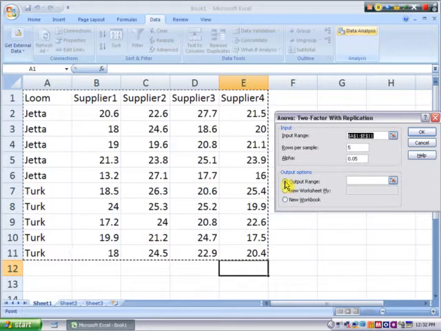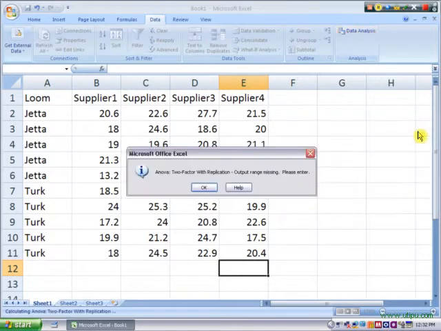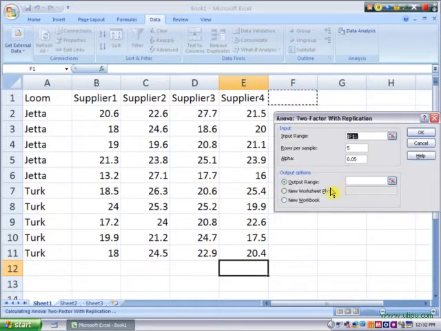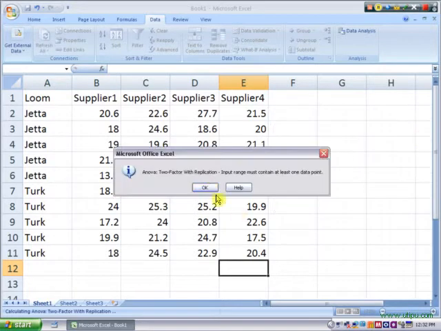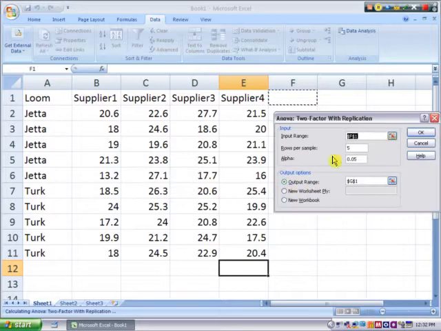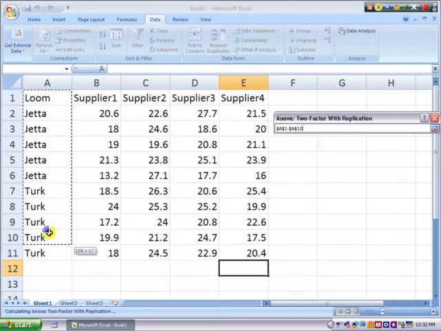Your output range you can put wherever you want. I'll put it right here next to the data. Uh-oh, output range is missing. I thought I told it to put it here. Huh. Input range must have at least one data point. Okay, we're having trouble here. We have to redo the input range.